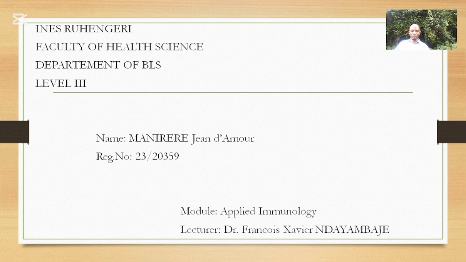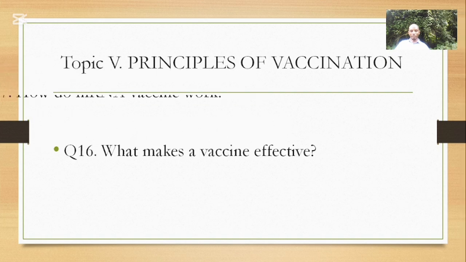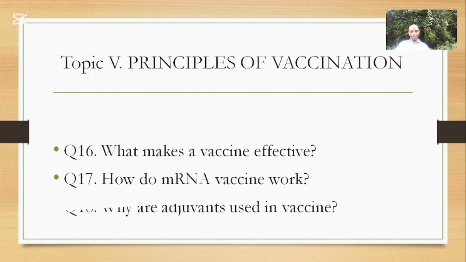the principle of vaccination. And this topic has 3 questions: 16, 17, and 18. The 16th question says, what makes a vaccine effective. 17, how messenger RNA vaccines work. And 18th, why are adjuvants used in vaccination? So let's get started and dive in.